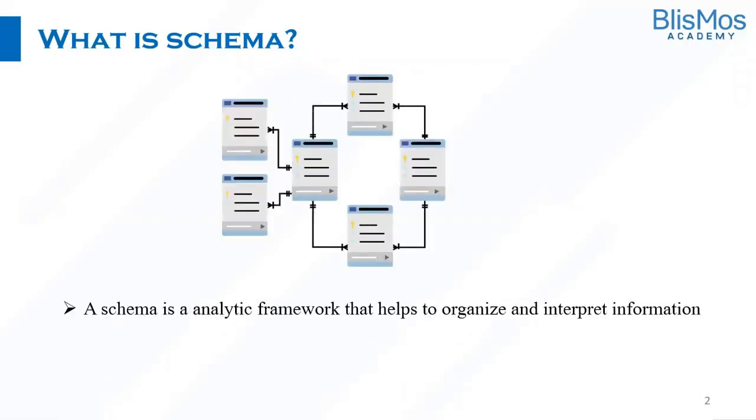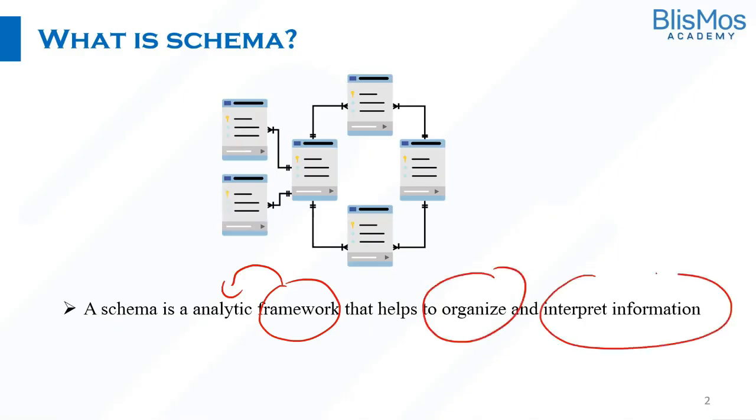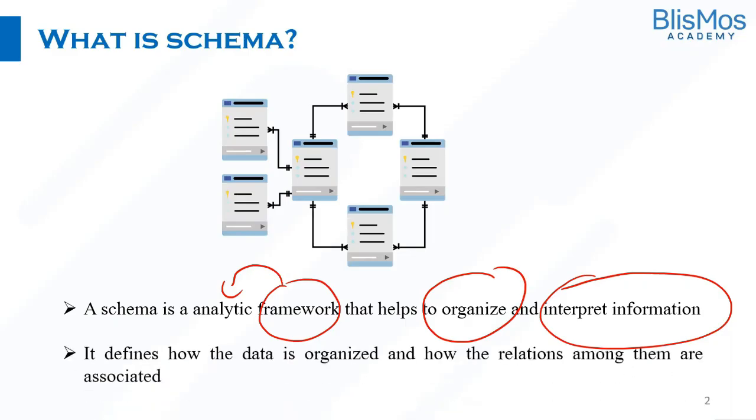First of all, what is schema? You would have heard this term multiple times, right? Can you just recollect what schema is? Schema is a framework. What kind of framework? It is an analytical framework that helps to organize and interpret information. That is a generic definition of a schema. But when we come back to the data, schema related to the data defines how the data is organized and how the relations among the different sets of data are associated.